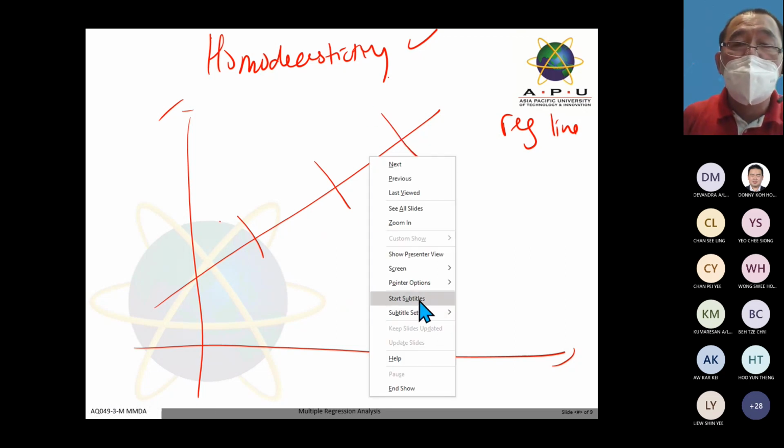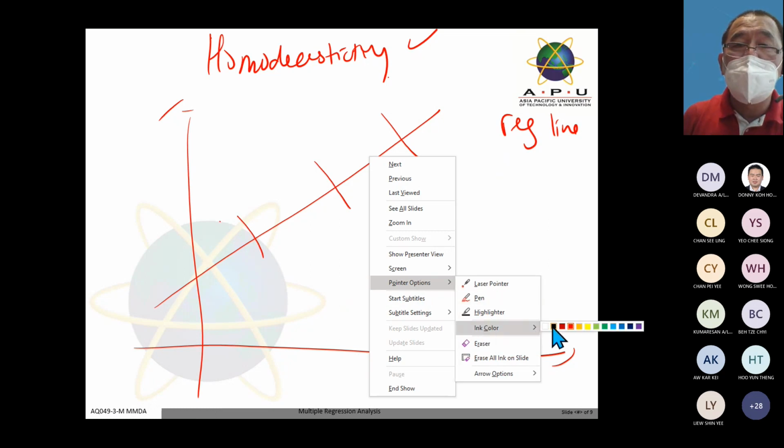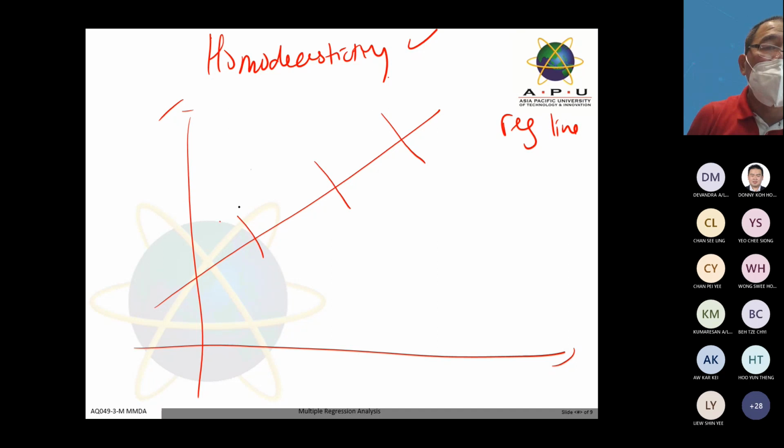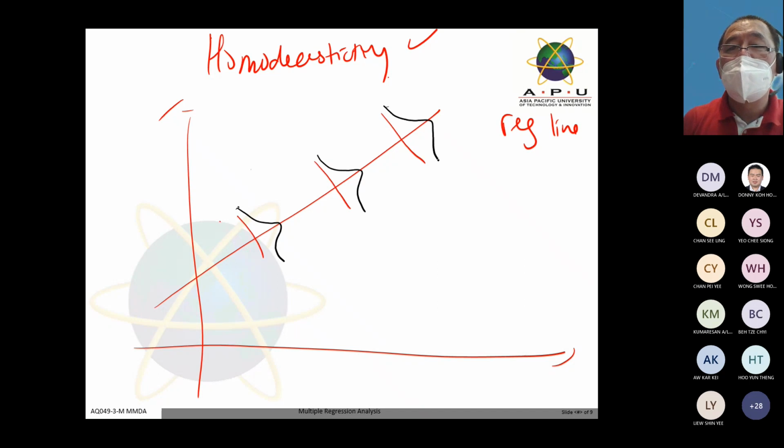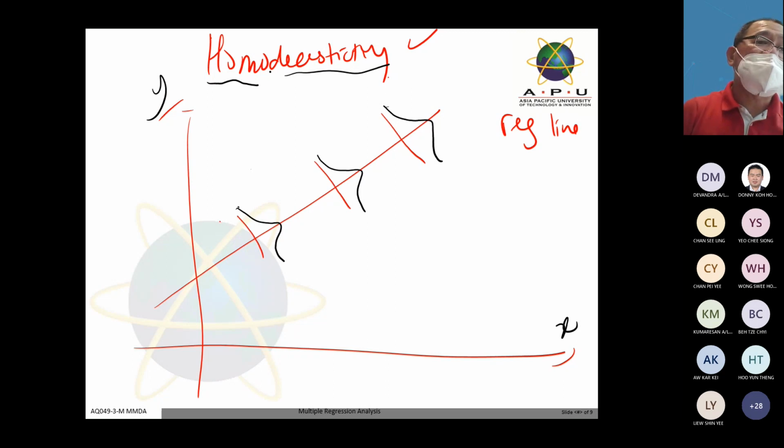I use a different color now. The variance will always be the same, like this. You can think this way, you see from this way. This is a normal curve. Remember, this is a normal curve. You see the curves are quite similar, x and y. Therefore, this means the variance is homo, meaning the same. Equal variance.